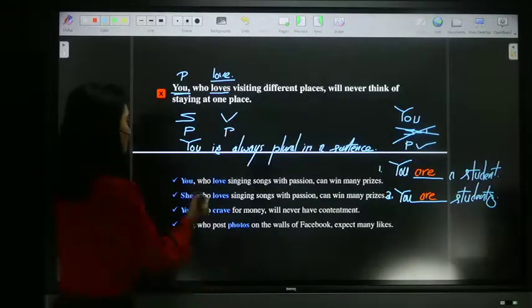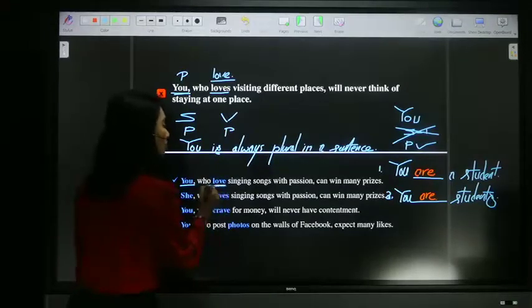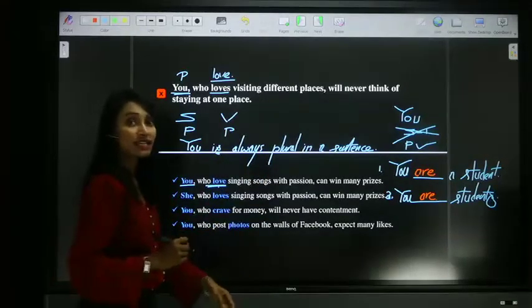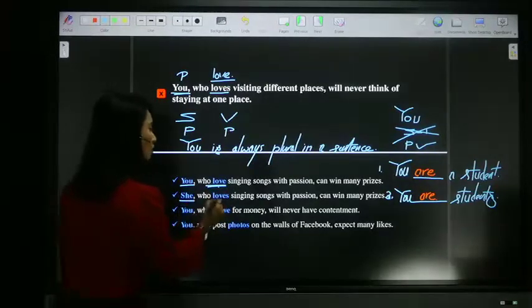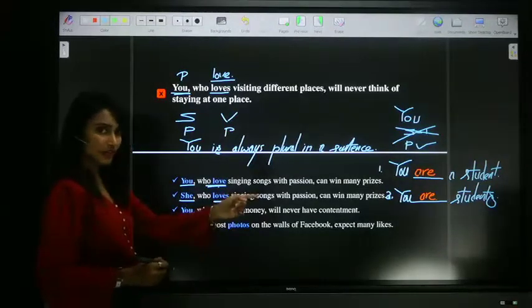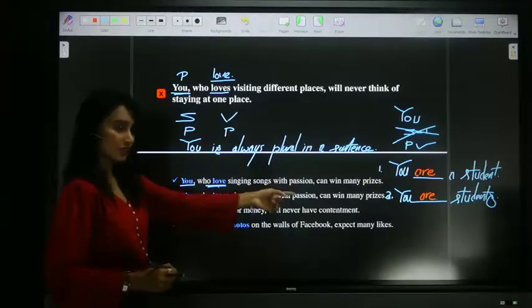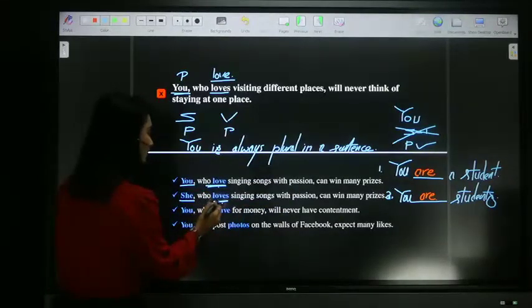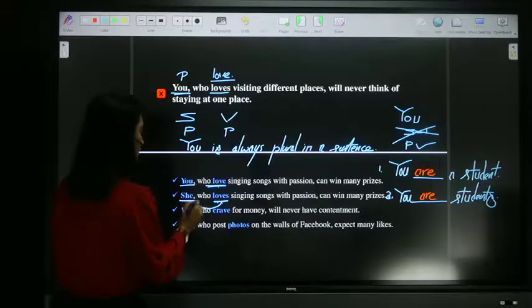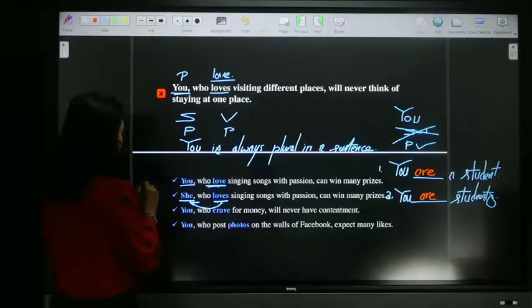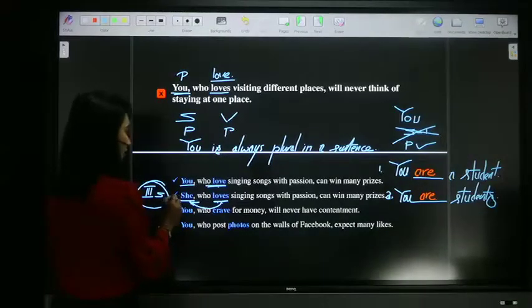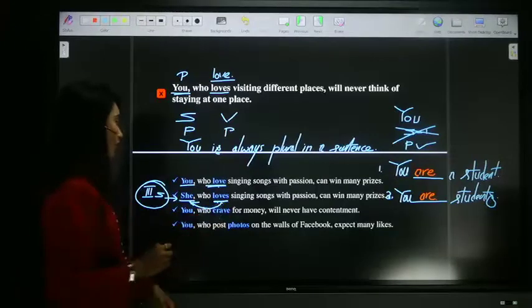Now look at this. You who love singing songs with passion can win many prizes. She who loves singing songs with passion can win many prizes. Look at this one. See, here we used singular verb loves because here we are talking about third person singular, she. So third person singular, we require singular verb loves.